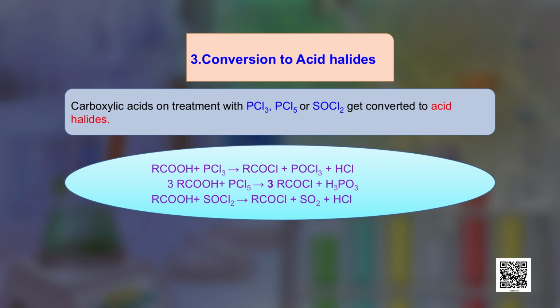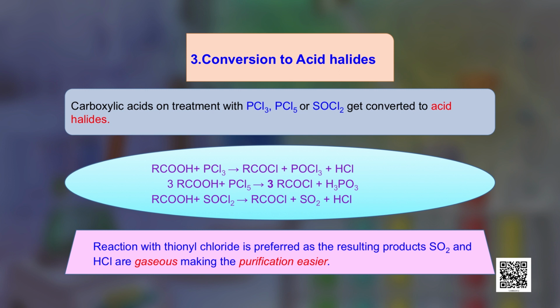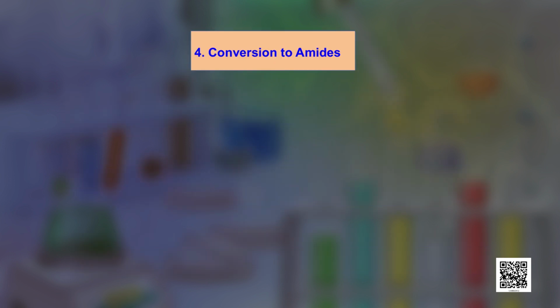Now, here the SO2 and HCl formed are both gaseous. Thus, the reaction with thionyl chloride is preferred because the resulting products SO2 and HCl are gaseous, and therefore, the purification of the acid halide obtained is now very easy. The fourth reaction of this category is conversion to amides.